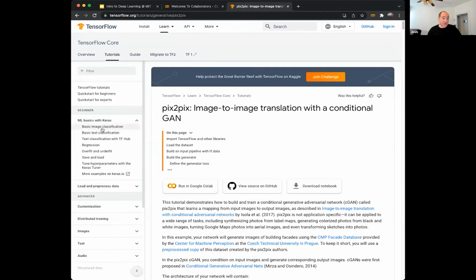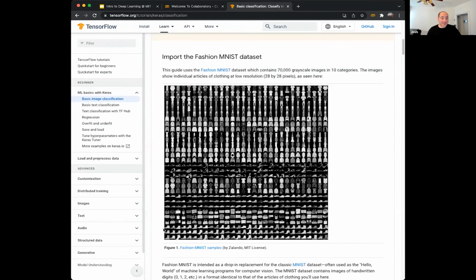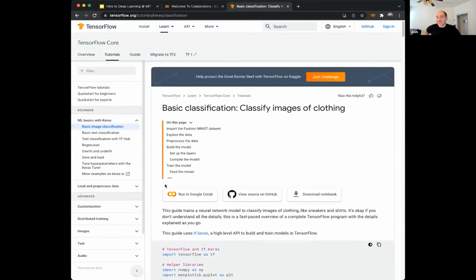A good place to start if you're brand new to all of this, what I would recommend doing, is just going to Machine Learning Basics and starting with basic image classification. This is a nice tutorial that will walk you through classifying really small grayscale images of clothing. If anyone likes, I'd be happy to walk you through exactly how this works. But that's a lot of talking, so I think I'll stop here, and happy to take any questions.